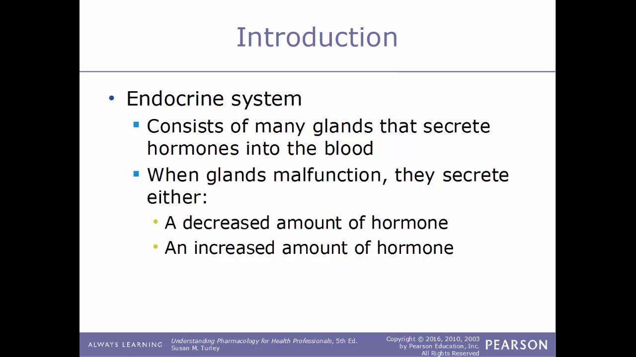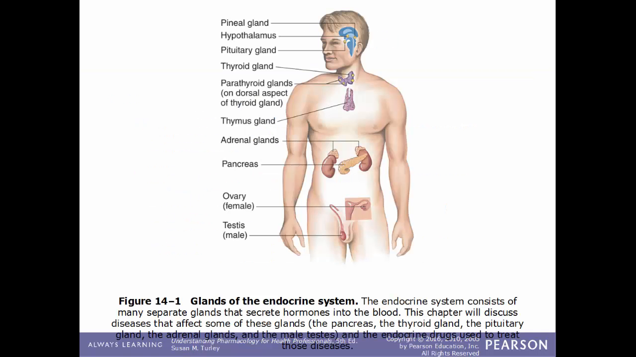I will start off with a brief introduction on the endocrine system. Now, the system consists of many glands that will secrete hormones into the blood. Now, when these glands malfunction, they either secrete a decreased amount of hormone or an increased amount of hormone into the blood. In this illustration, we have some examples of some endocrine glands. Starting up here in the brain, we have the pineal gland and hypothalamus, pituitary gland here, thyroid and parathyroid here, thymus, adrenals, pancreas. For females, the ovaries, and for males, the testes.